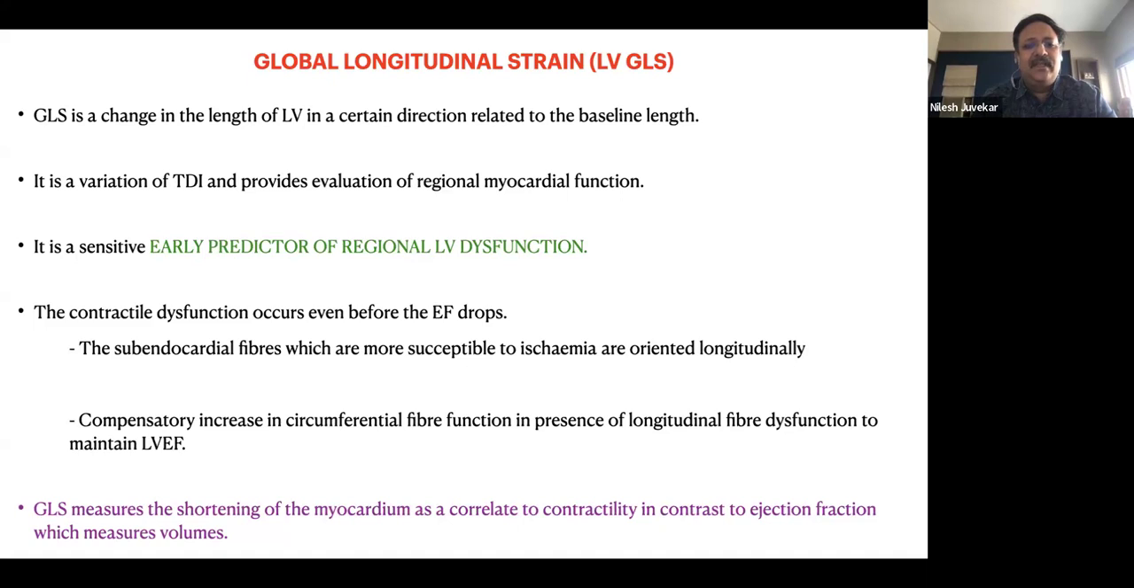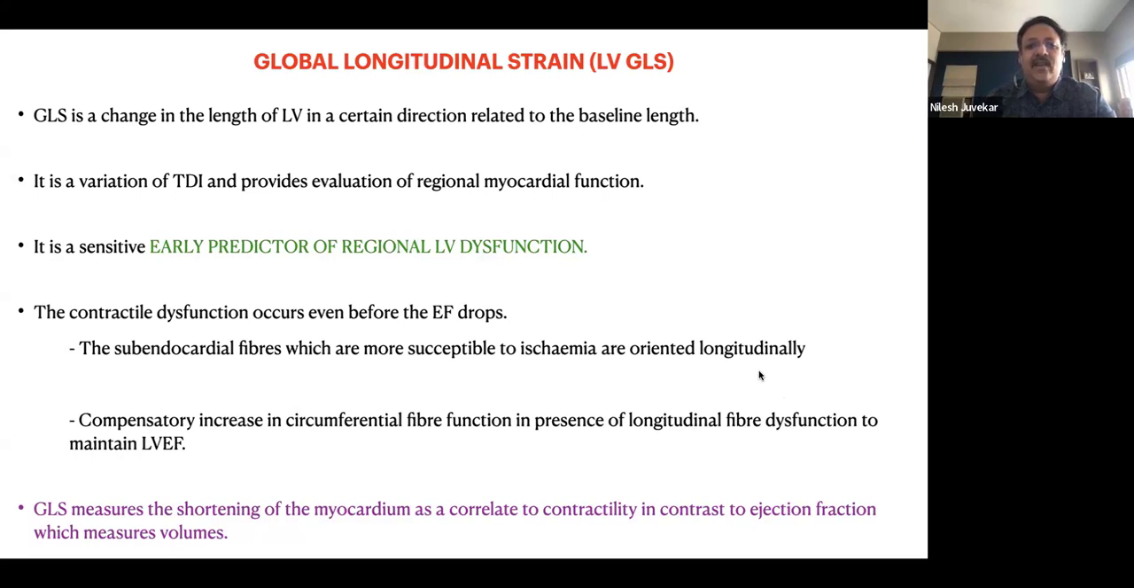Why is this? As I said, contractile dysfunction will occur even before the EF drops. So there is myocardial dysfunction, but the EF appears to be normal. Why is there a contractile dysfunction? First, because the subendocardial fibers are more susceptible to ischemia, and these fibers in the subendocardium are oriented longitudinally, and hence the GLS is affected first.